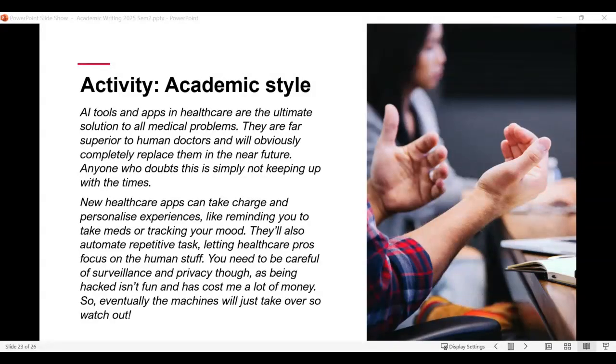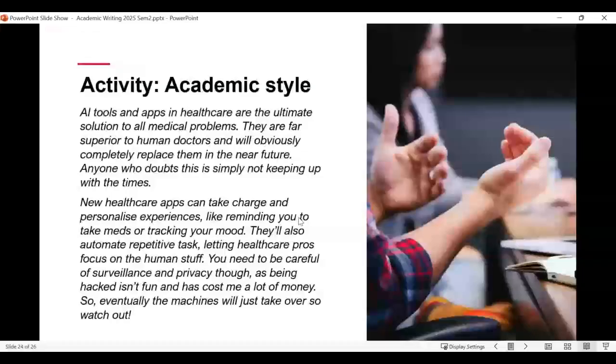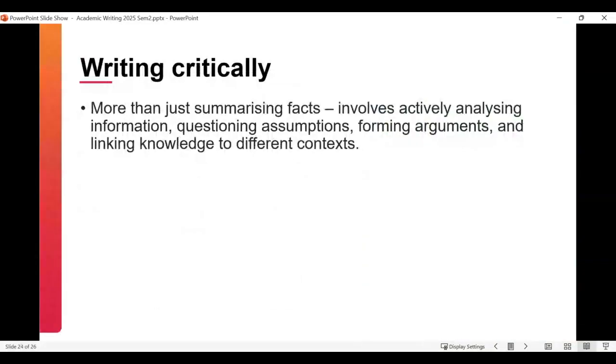So that was a lot about academic style. The only thing we have left to talk about, so are there any questions about academic style? Or is that all kind of obvious? If you have any questions, type them in the chat. And while you're typing, let's move on to writing critically.